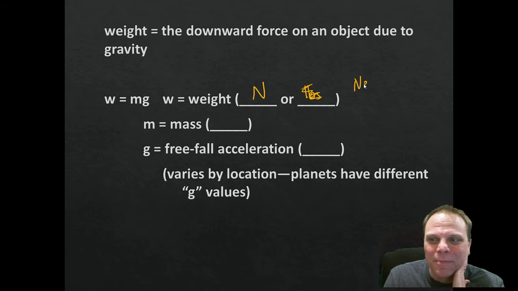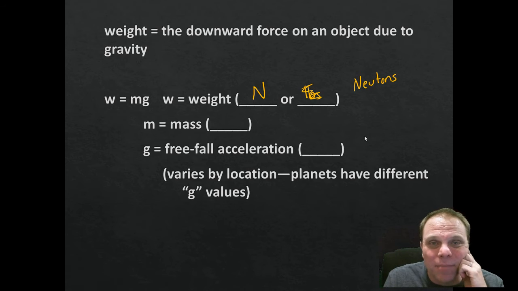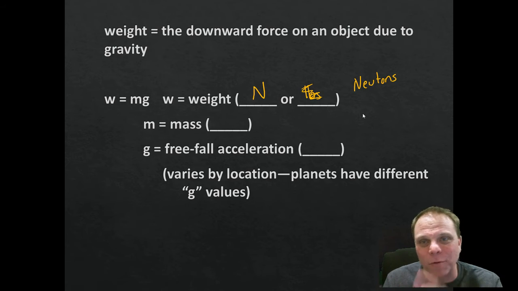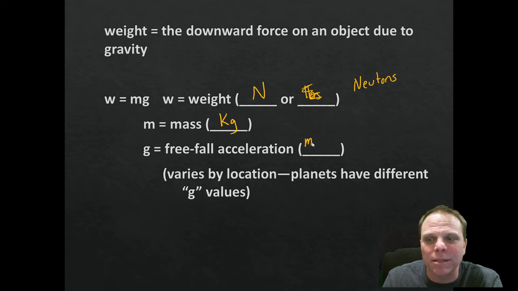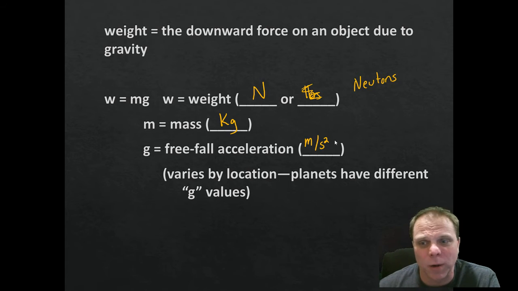Remember what newtons are. A newton is a measure of the force of something, and so this is the force of your body against the Earth. Basically, it's how many newtons you have. Remember, mass is measured in kilograms or grams, and free fall acceleration, this is acceleration, so remember, acceleration is meters per second squared.